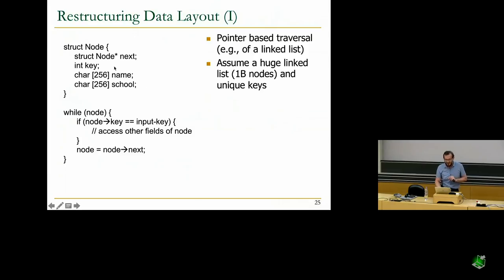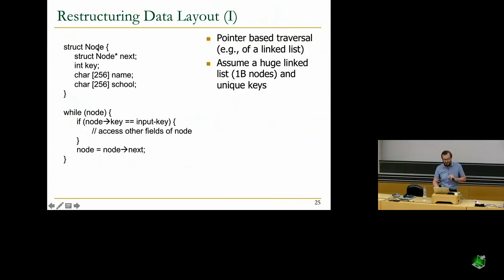Let's take a look at one more example. This is an interesting example. Basically, let's assume that you have this struct. This is the C syntax. How many of you know C here? Okay, not terrible. But this could be an object also, right? But this is an object with pointers in this case.